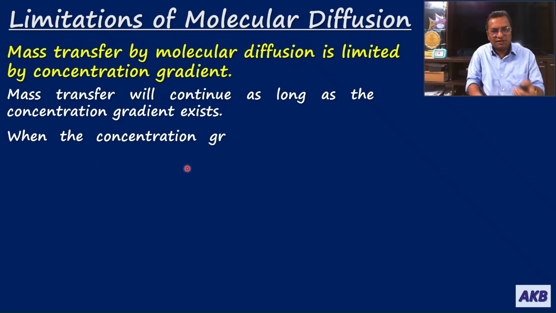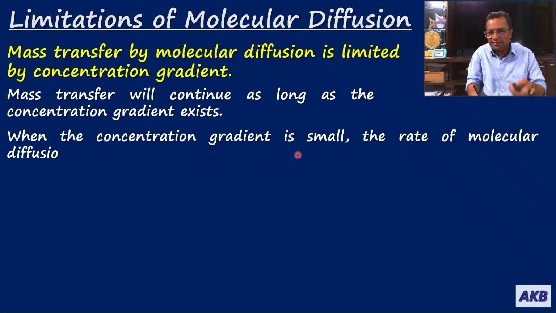When the concentration gradient is small, the rate of molecular diffusion is low. As the concentration gradient becomes smaller and smaller, the rate of diffusion will also become lower and lower.